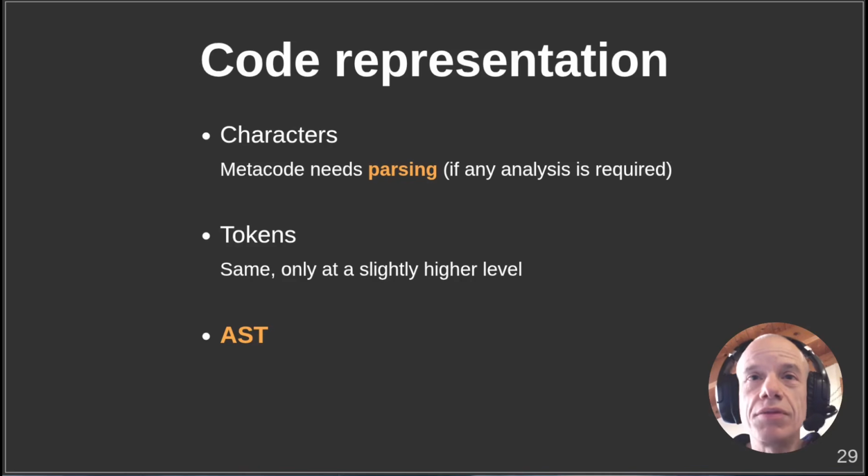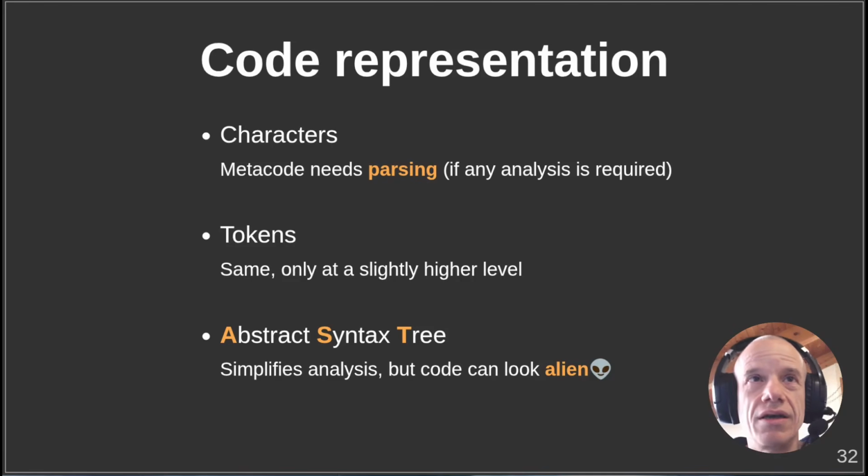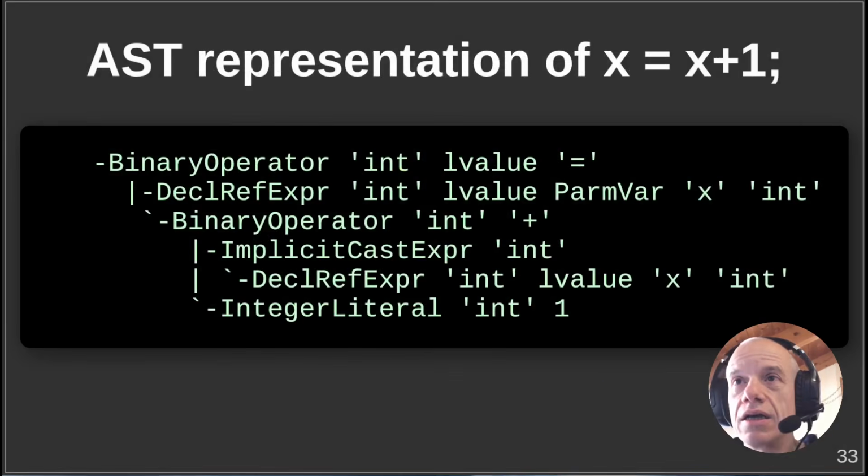And another form is AST. As you probably know, AST is an acronym and stands for Abstract Syntax Tree. And it's a tree representation of the semantic of the code, the meaning of the code. And this simplifies analysis, but the other side of this is that the code represented as an AST can look weird. What do I mean with this?